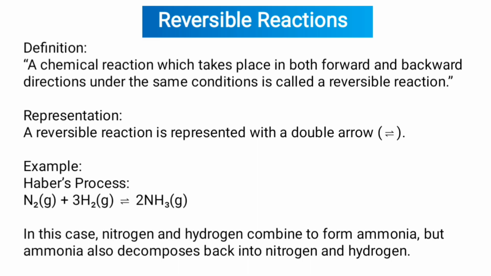Example: Haber process, N2 gas + 3H2 gas ⇌ 2NH3 gas, ammonia, and 2NH3 gas is also converted back into N2 gas and H2 gas. So this is called a reversible reaction. In this case, nitrogen and hydrogen combine to form ammonia, but ammonia also decomposes back into nitrogen and hydrogen.